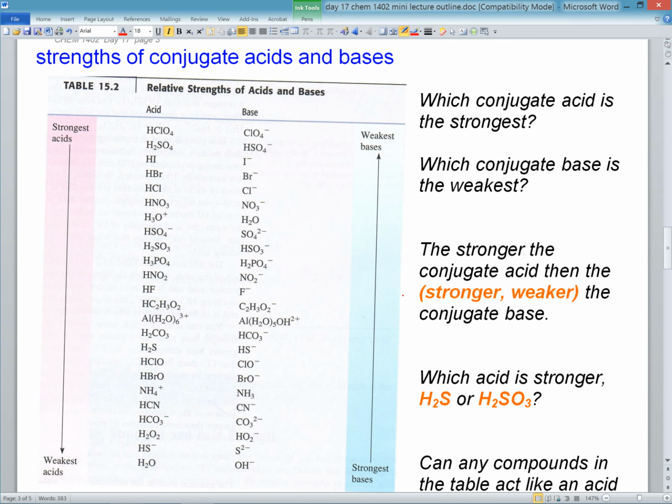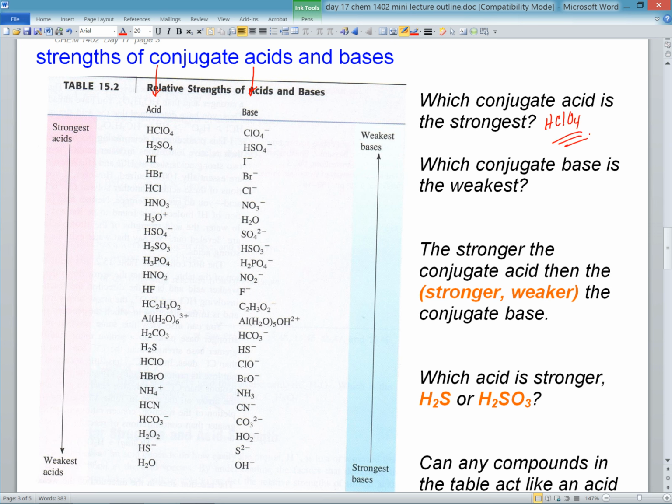Okay. Strengths of conjugate acids and bases. So we've got 2 columns. One has a whole bunch of acids. The other one has a whole bunch of bases. And if you look closely, they're conjugates of one another, straight across. Okay. Let's see if we can play around with this table a little bit. Victor, which conjugate acid is the strongest listed up there? Perfect, right? You're reading the table right if you see that.